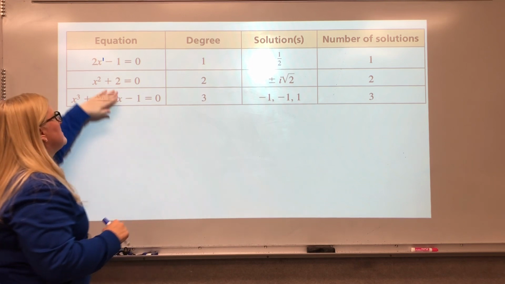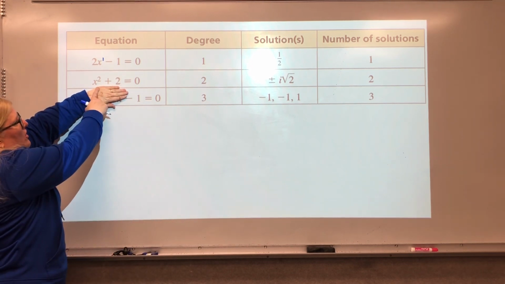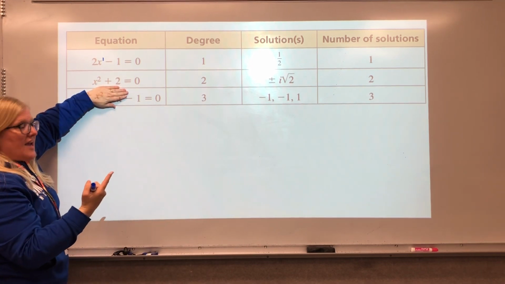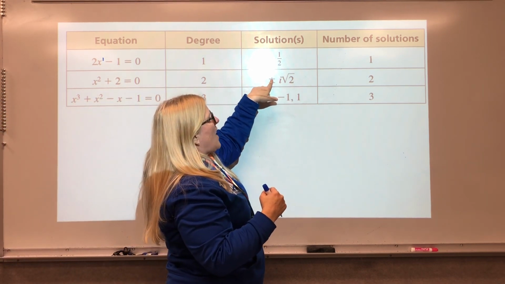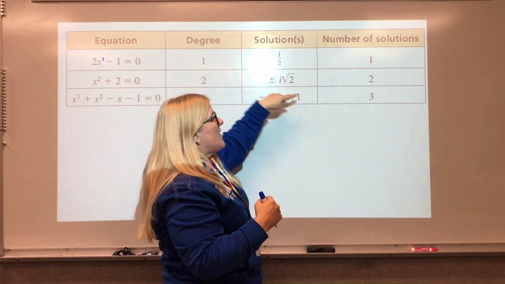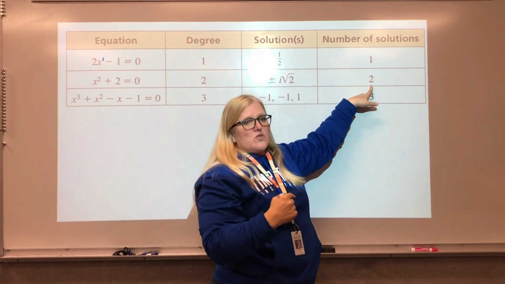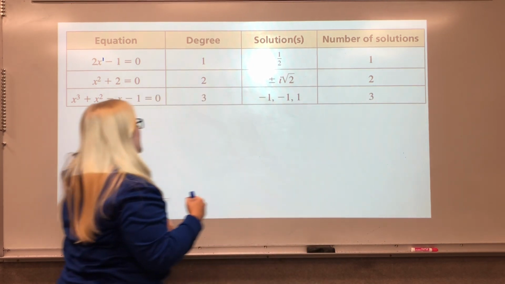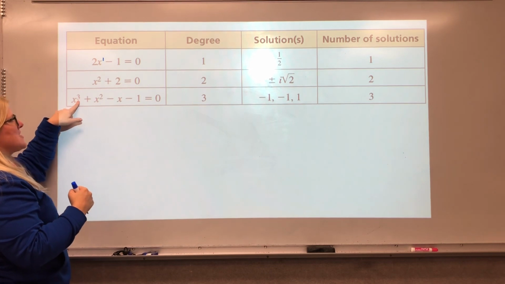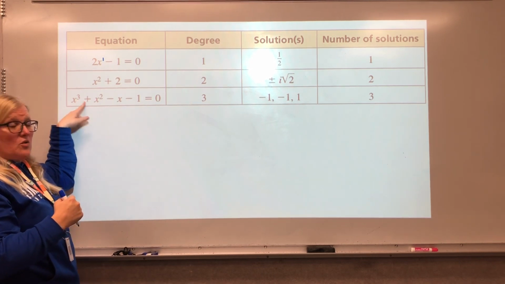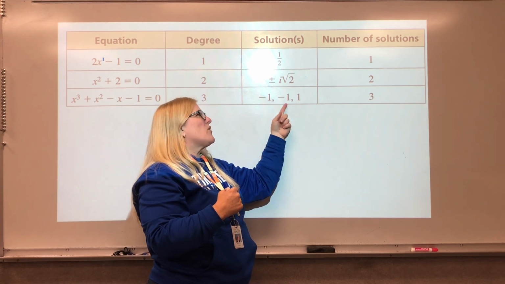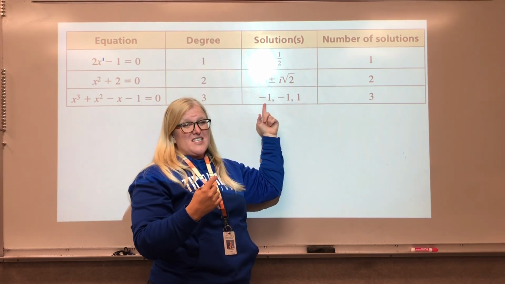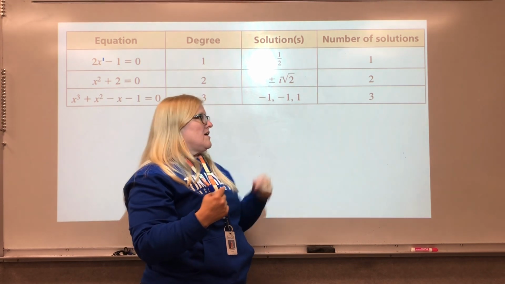All right. My degree here is 2. That's my highest exponent. So the degree is 2. If I solve it, I get a positive and a negative. That is 2 solutions. Here, my highest exponent is 3, so it's of degree 3. I have 3 solutions. I know that 2 of them are the same thing, but I still have 3 solutions.